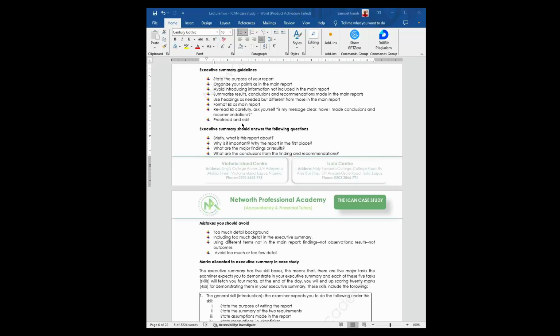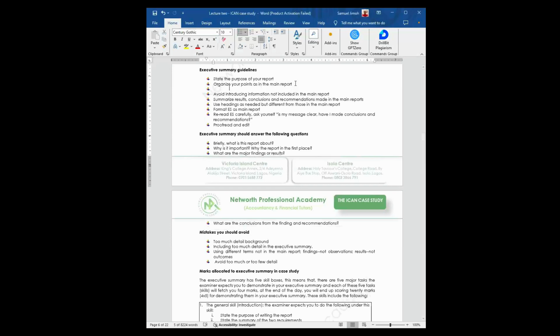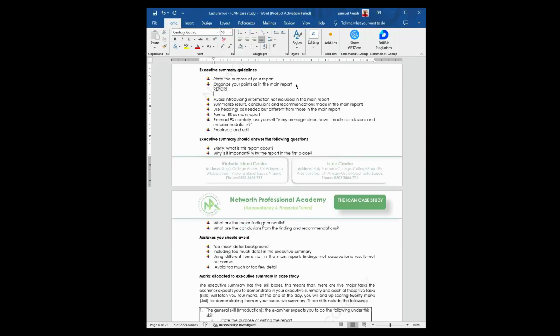Then your points should be organized as in the main report. You see, most of the time there is a way your report flows. So usually your report will flow like this, then you have something like section one.